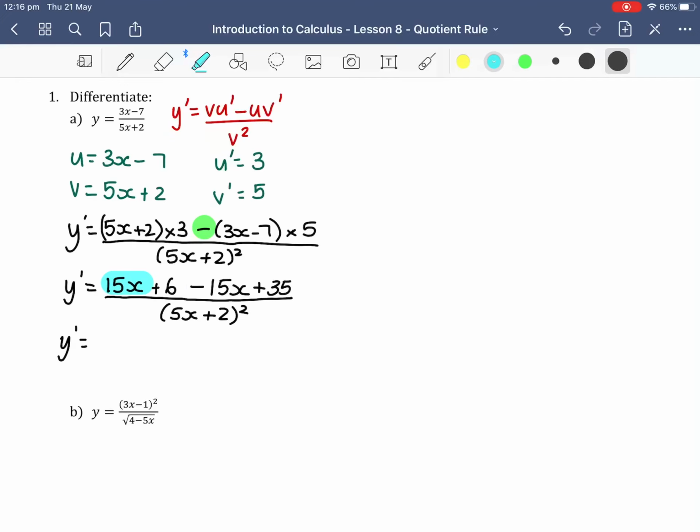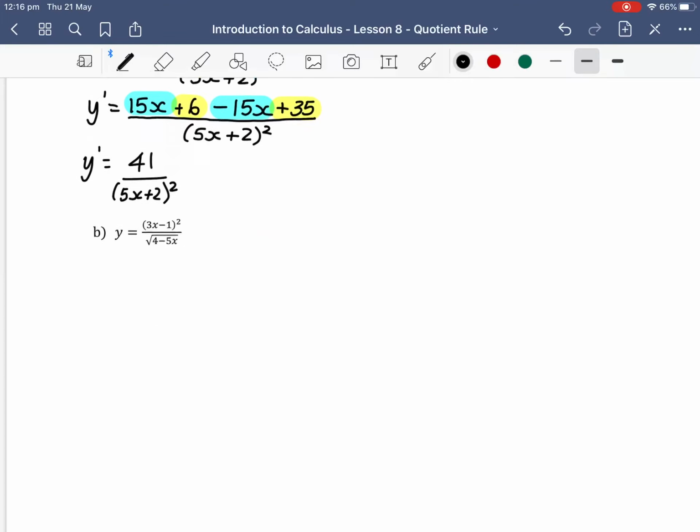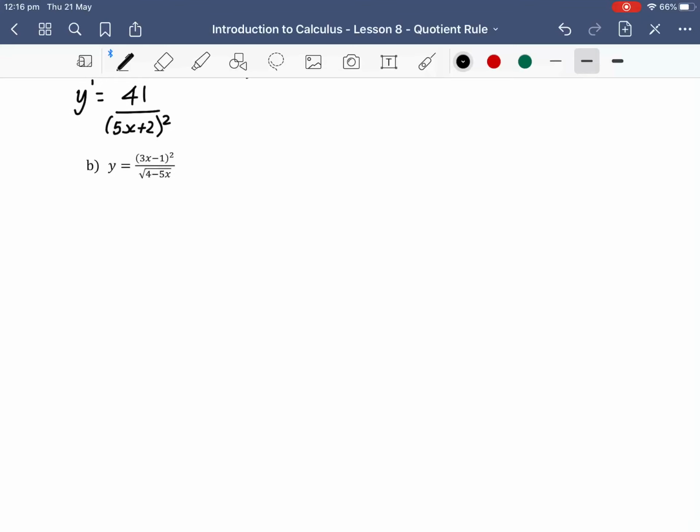So then if we collect like terms, we have 15x minus 15x is going to cancel out to be 0, and 6 plus 35 is actually 41. So it's going to be 41 over 5x plus 2 all squared.